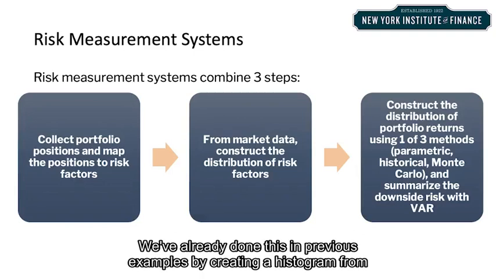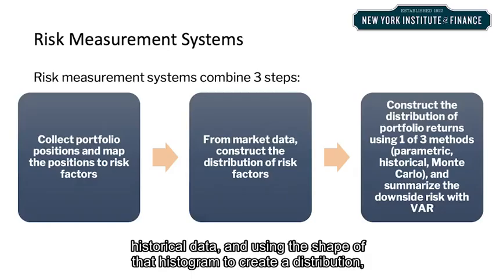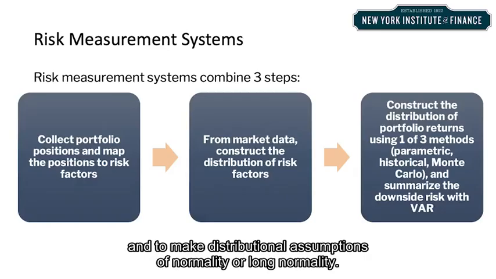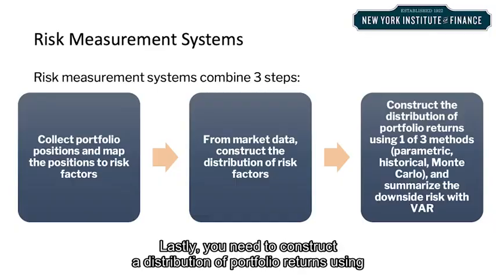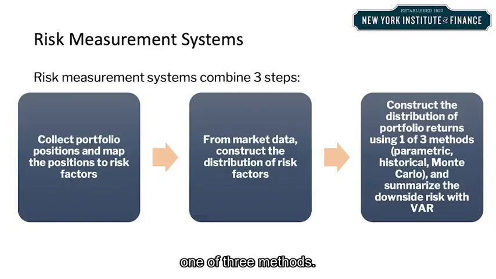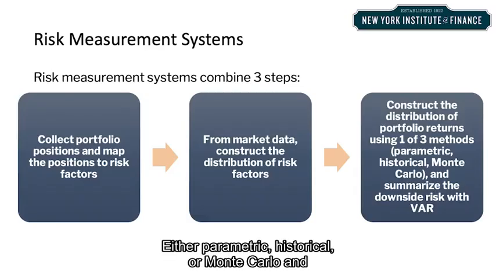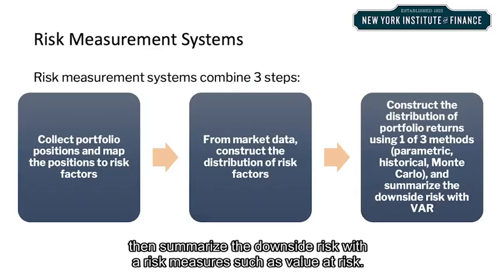We've already done this in previous examples by creating a histogram from historical data and using the shape of that histogram to create a distribution and to make distributional assumptions of normality or log normality. Lastly, you need to construct a distribution of portfolio returns using one of 3 methods, either parametric, historical, or Monte Carlo, and then summarize the downside risk with a risk measure such as value at risk.